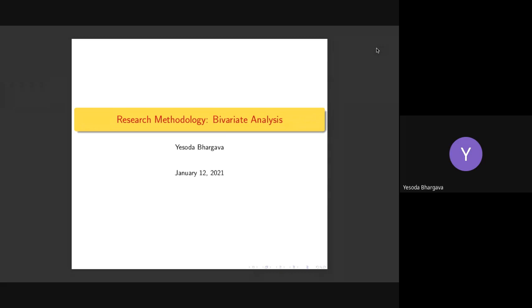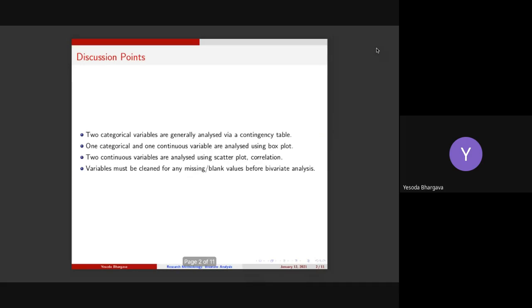And then there are different ways to accomplish that. But step by step, our understanding of the analysis is formed. Only when we understand the lower level things do we become capable of understanding what is happening at the higher level. So today we will be talking about bivariate analysis, the analysis of two variables, and obviously the different kinds of variables. So the discussion points will be: how do we analyze two categorical variables?